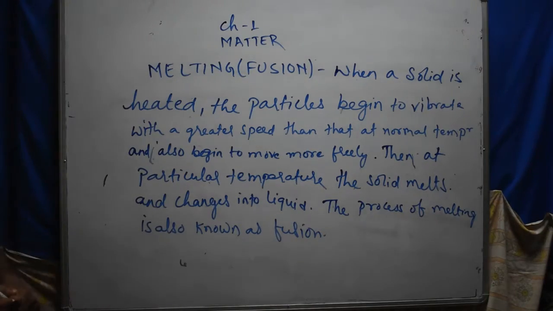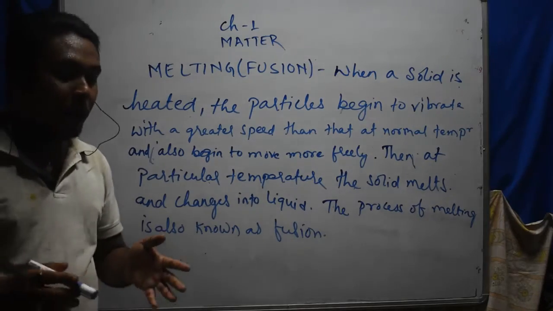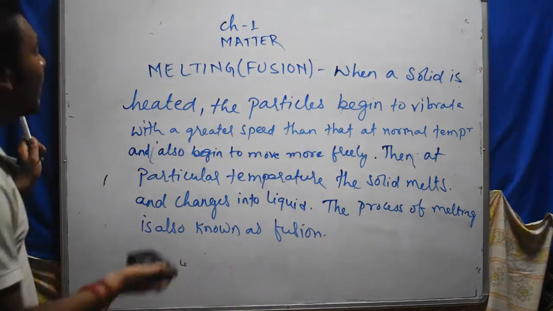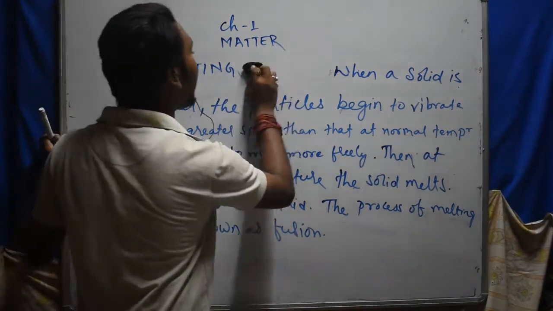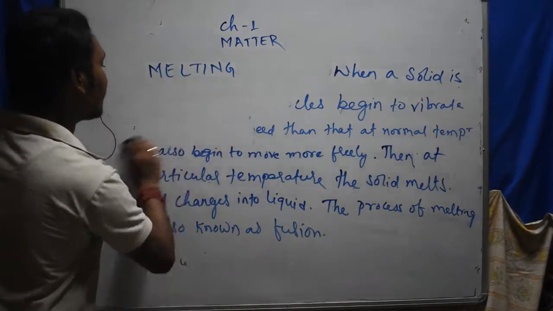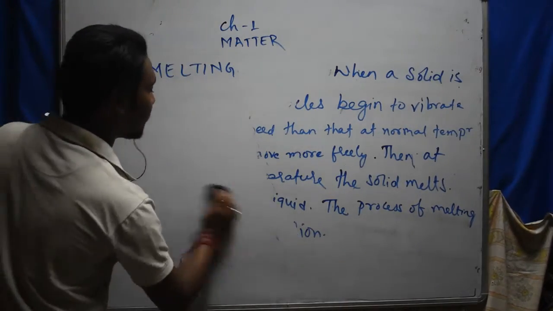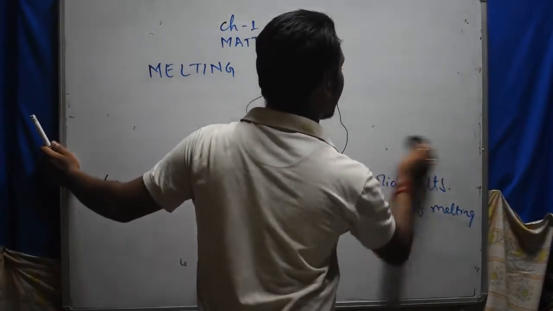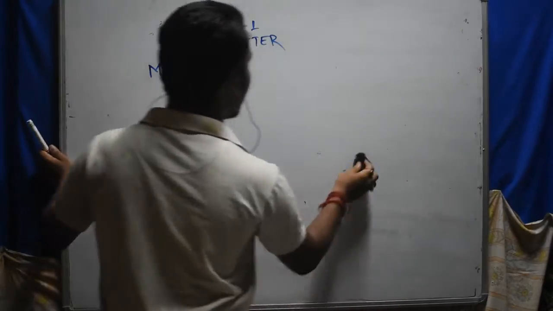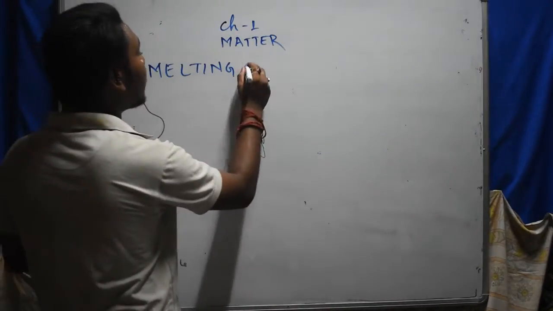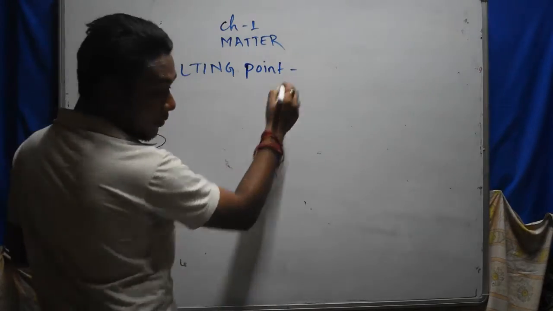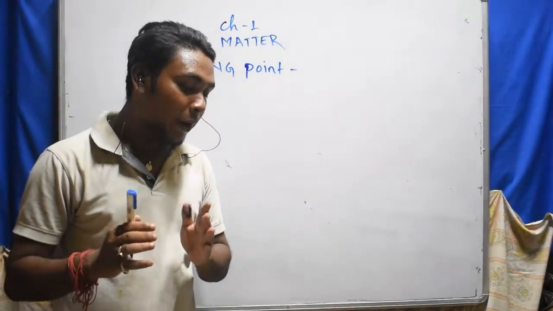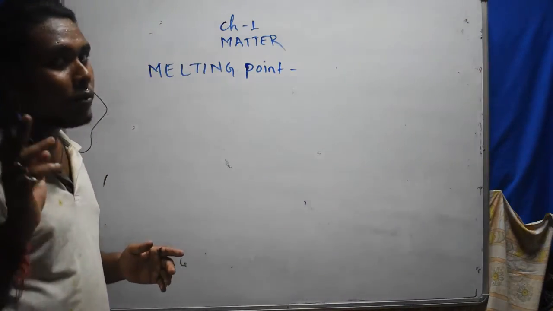The temperature at which a solid melts is called its melting point. Now we'll learn about melting point. The temperature at which a solid melts is called its melting point. The melting point of ice is 0 degree, that is 273 Kelvin.